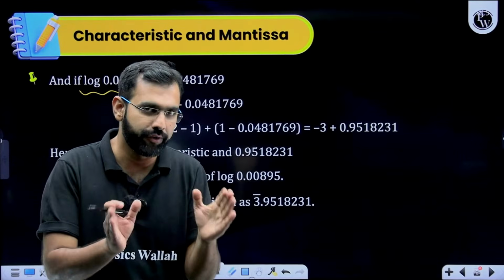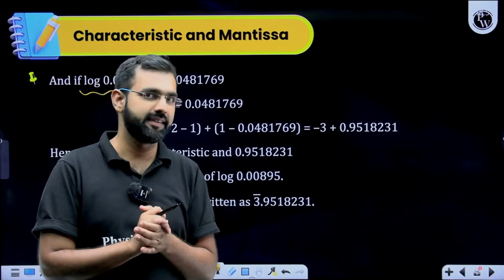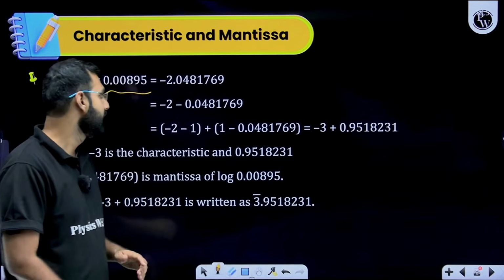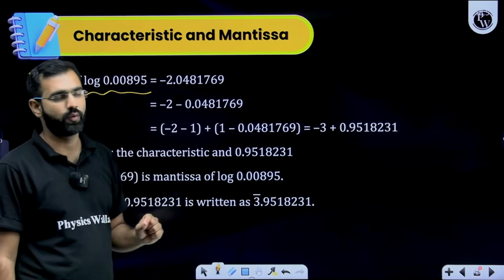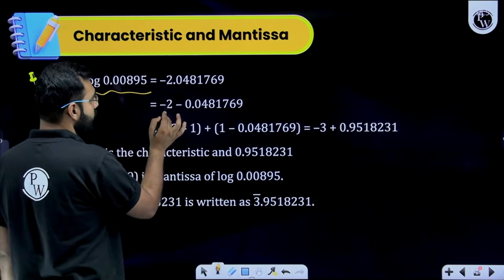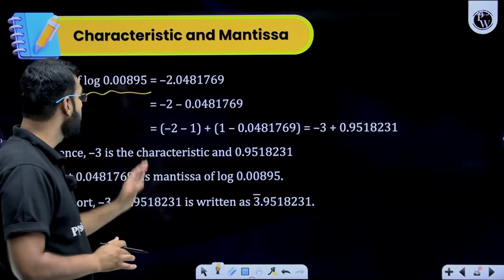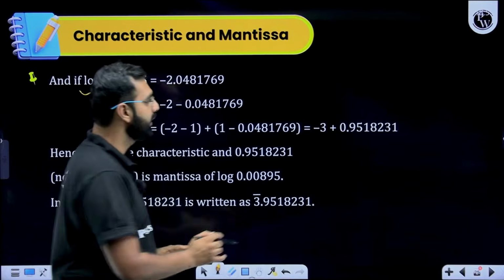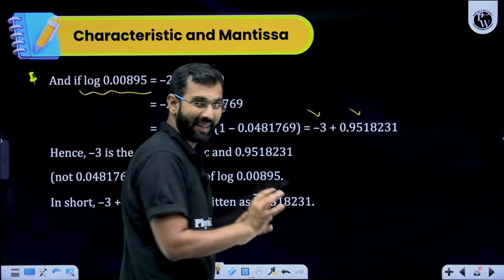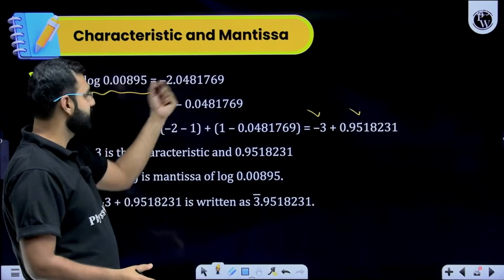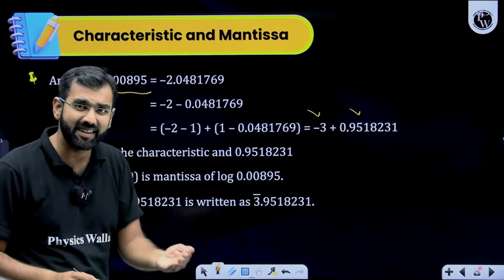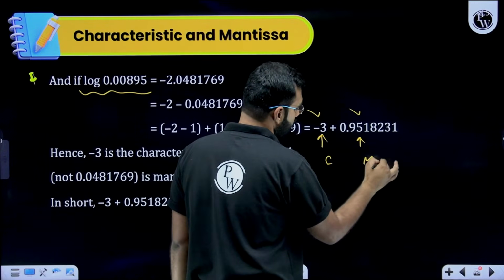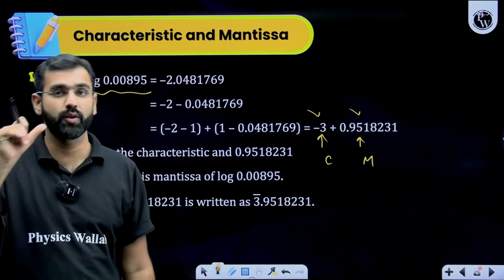You always got to keep the mantissa positive. Mantissa should always be positive. So if the mantissa is meant to be kept positive, what I'll do here is subtract 1 and add 1. So minus 2 minus 1 will be minus 3, plus 1 minus this. So it will be minus 3 plus something. Technically, log of this is this. But in terms of characteristic and mantissa, I'll say minus 3 will be the characteristic and this 0.95 will be its mantissa. Give me a quick update on this.